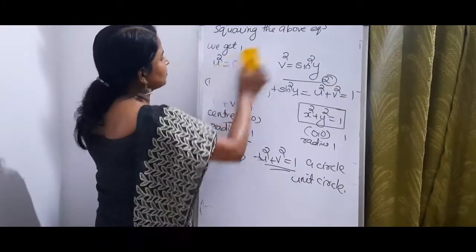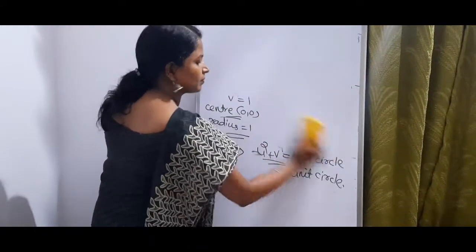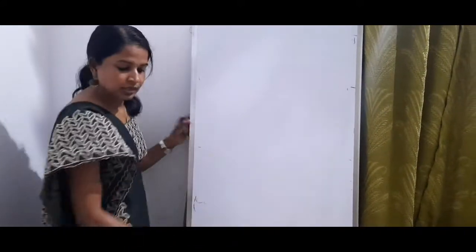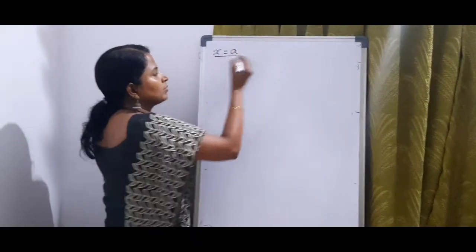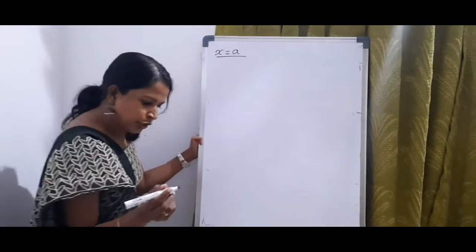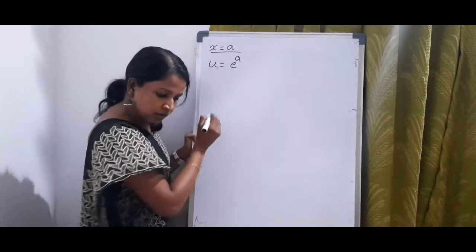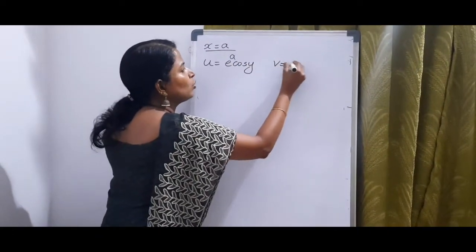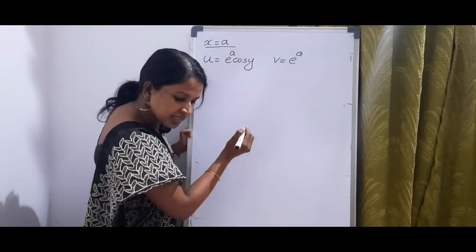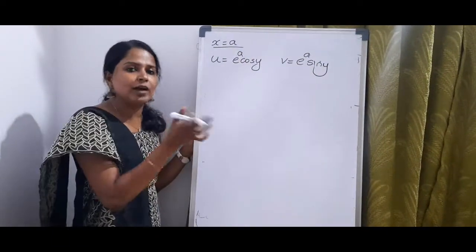Second case, x equal to a. That is, u equal to e raised to a cos y and v equal to e raised to a sin y. Put x equal to a in u and v.